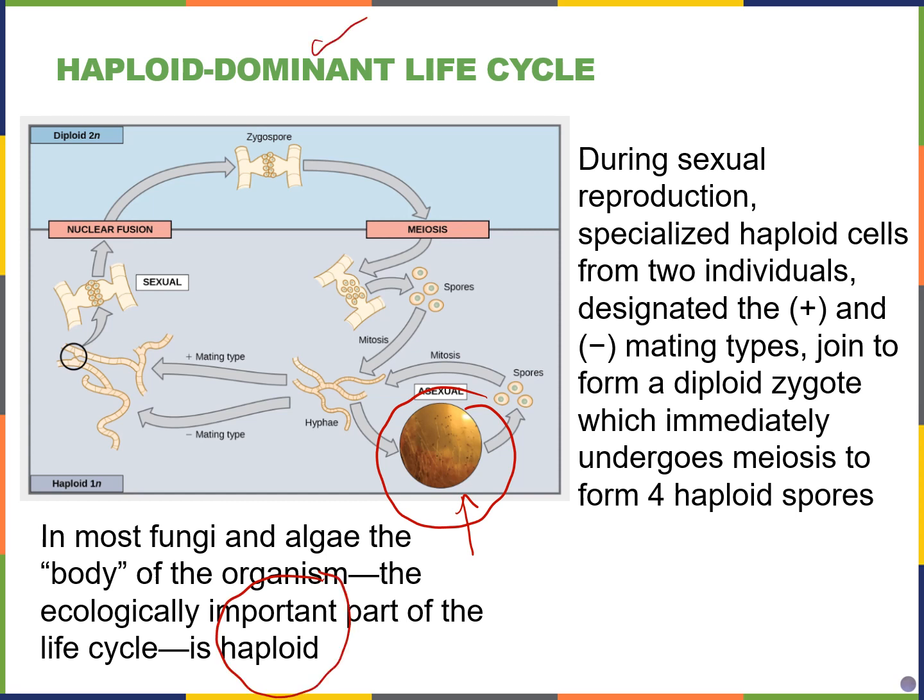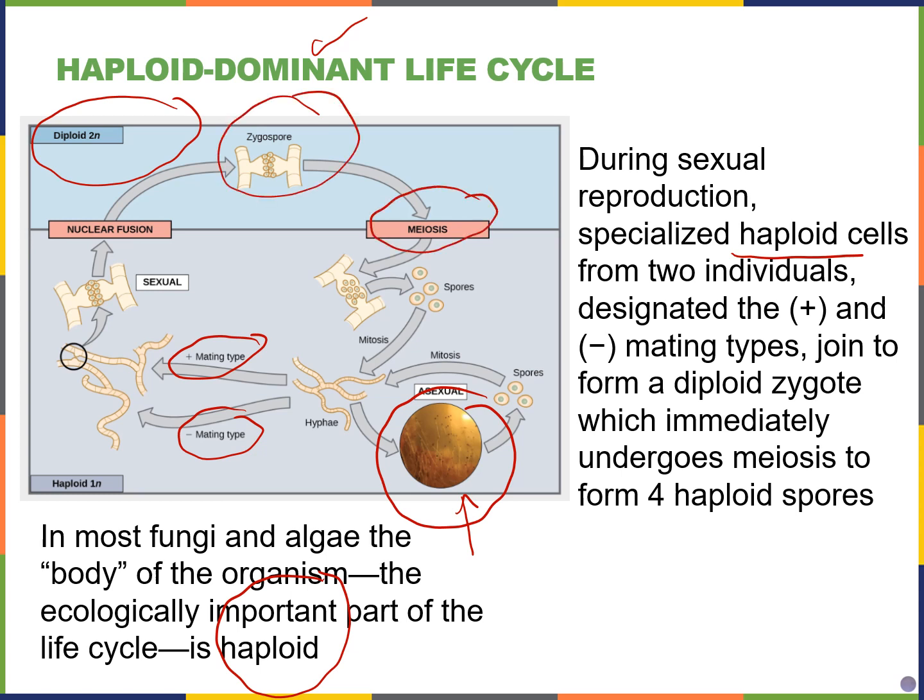What happens is during sexual reproduction, specialized haploid cells from two different individuals that are designated the positive or the negative mating type will join together to form a diploid zygote. This will immediately go through meiosis to form 4 haploid spores, and the process continues.